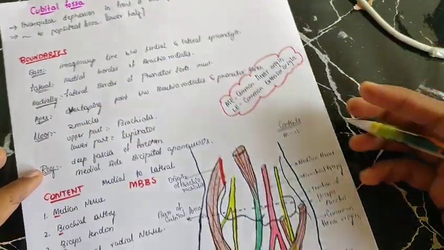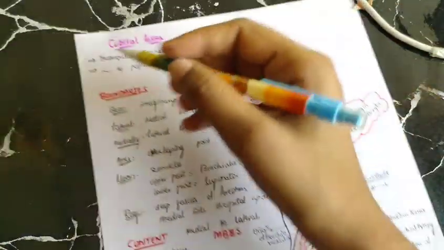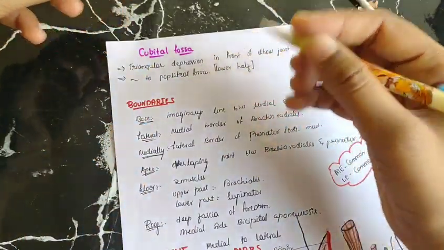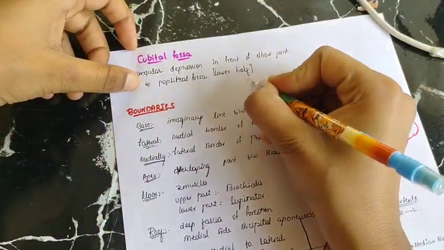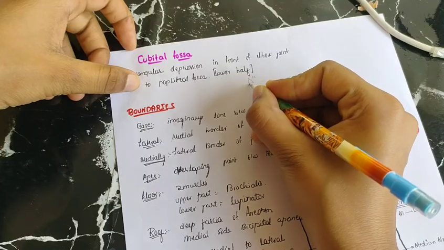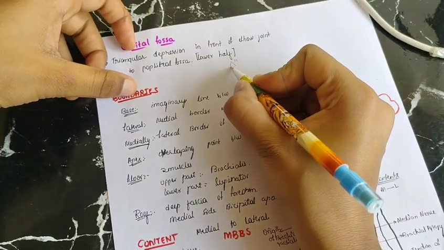Cubital fossa forms a triangular depression. As it is a triangular depression, it has three sides. So this is a triangle, it has three sides. This is a base and this is apex.